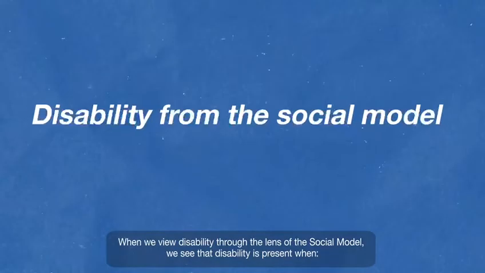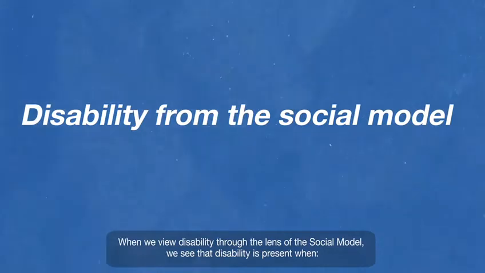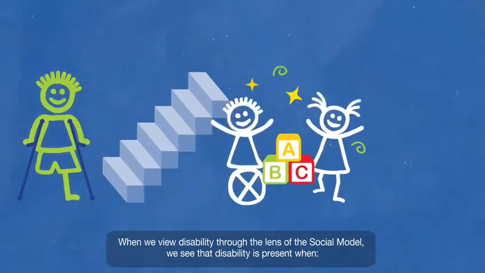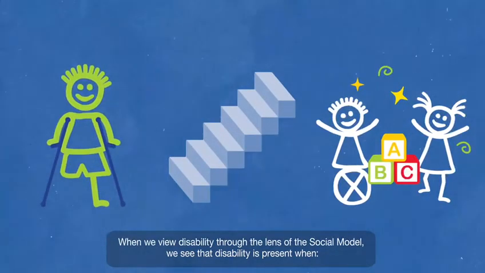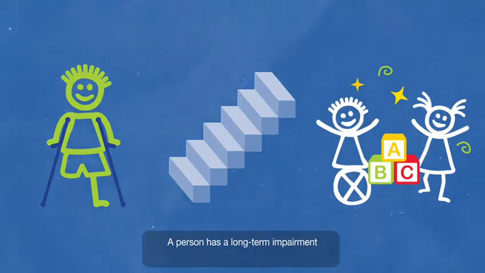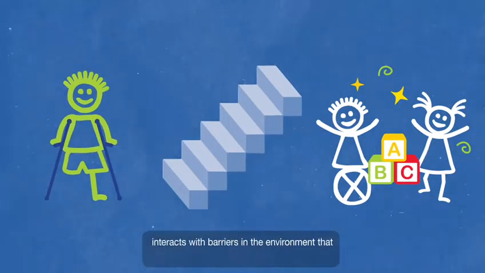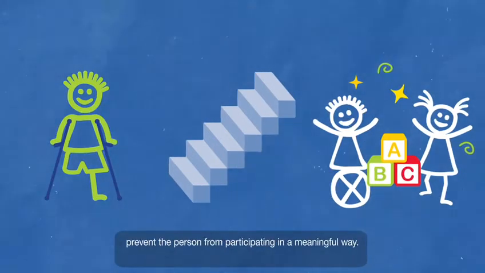When we view disability through the lens of the social model, we see that disability is present when a person has a long-term impairment that interacts with barriers in the environment that prevent a person from participating in a meaningful way.